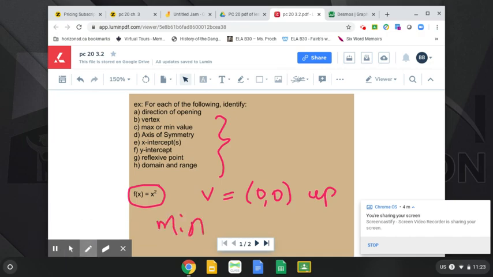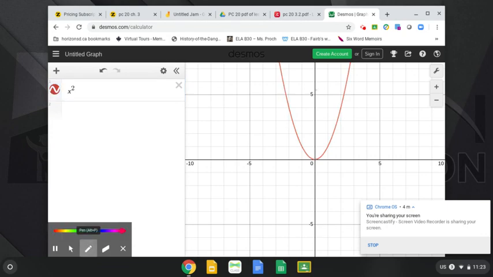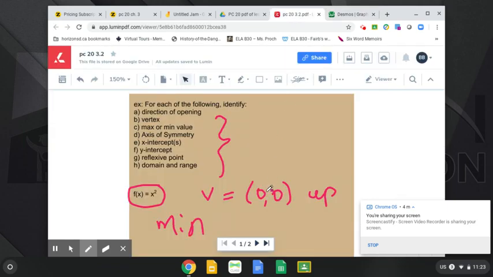Okay. Axis of symmetry. The axis of symmetry simply splits this parabola in half. If I were to take my pen and try and split it in half, it always goes through right at the x value of your vertex. So the x value of my vertex is x equals 0. That would be my axis of symmetry.